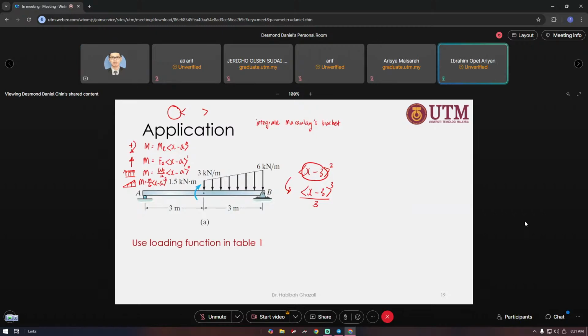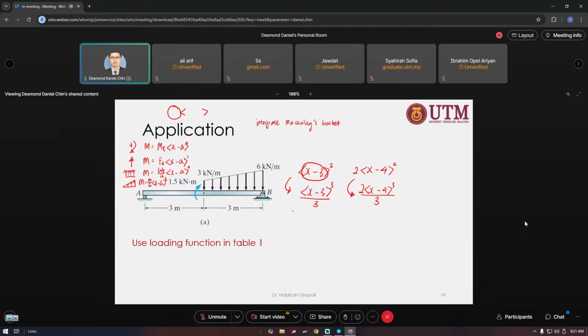Okay, what about if I give you one simple example? (2x minus 4) squared. So if we integrate this, what do you get? 2 over 3, (x minus 4) cubed, cubed divided by? 3. Yes, correct. This is how you should integrate if you are applying Macaulay's bracket.